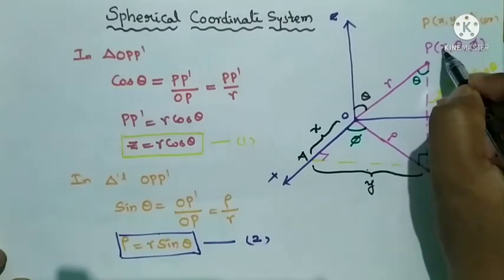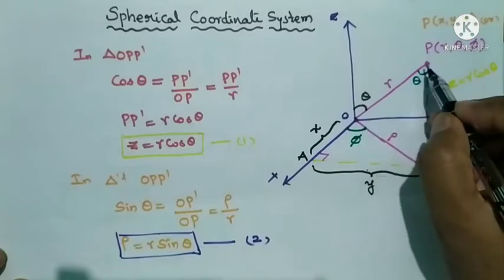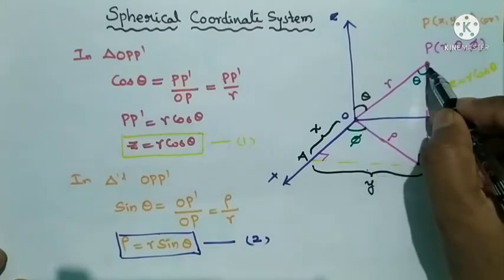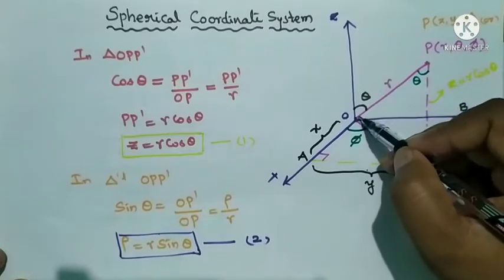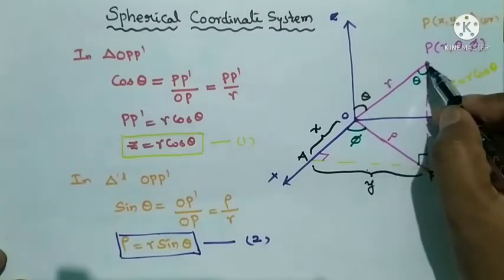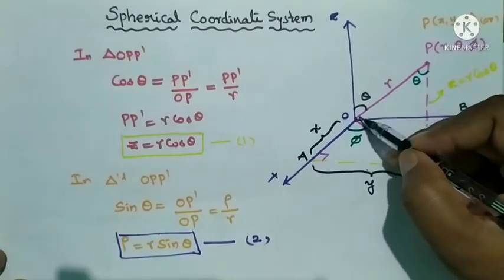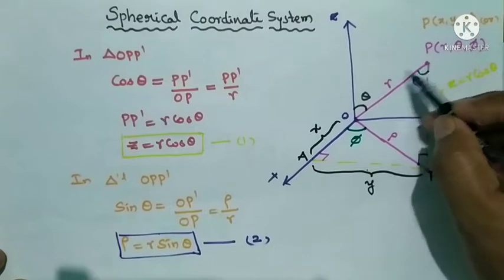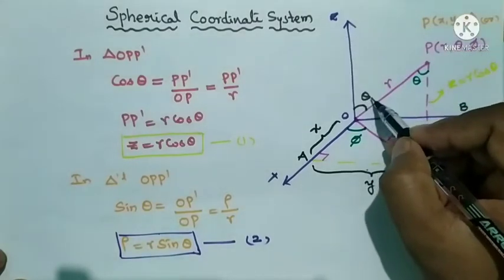So r is nothing but the distance between the origin to the point P. So that is represented by r, its magnitude of distance from origin to this position P. And theta is nothing but the angle made by this line joining from origin to this P vector with z axis. So that is represented by theta.